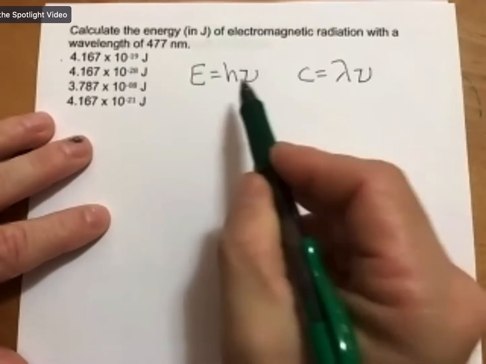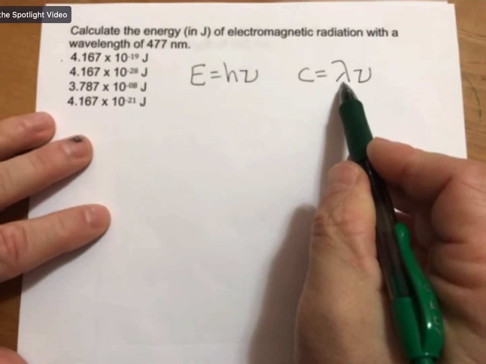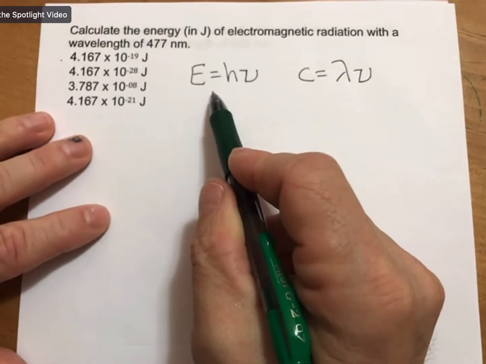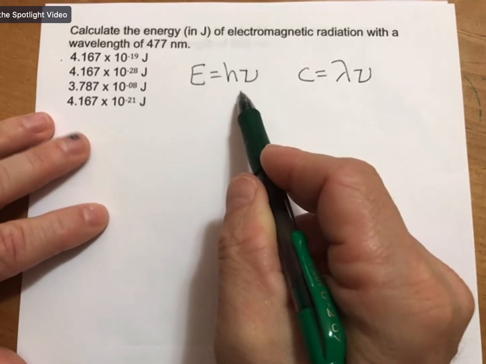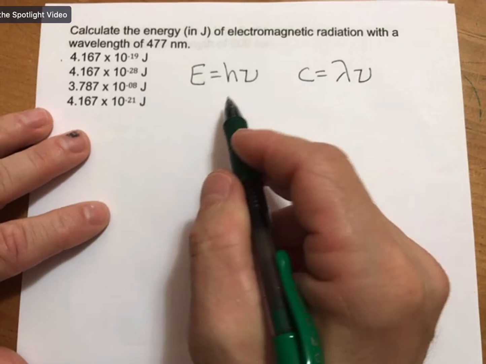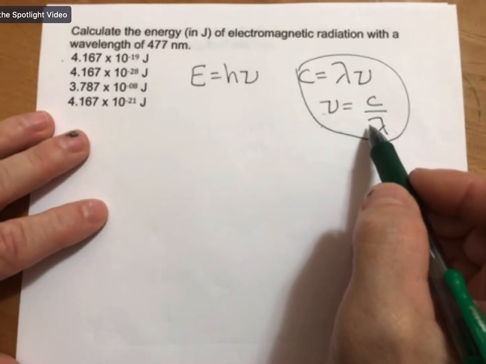And so we are looking for energy, and we have wavelength. So what I'm going to do is actually combine these two equations. These two equations, by the way, are the equations that are on the conversion and equation sheet. However, if I solve this equation for frequency by dividing it by wavelength, these two are the same thing except rearranged.